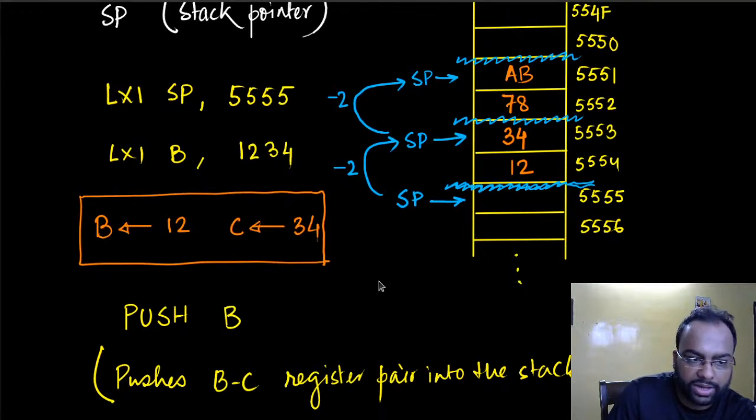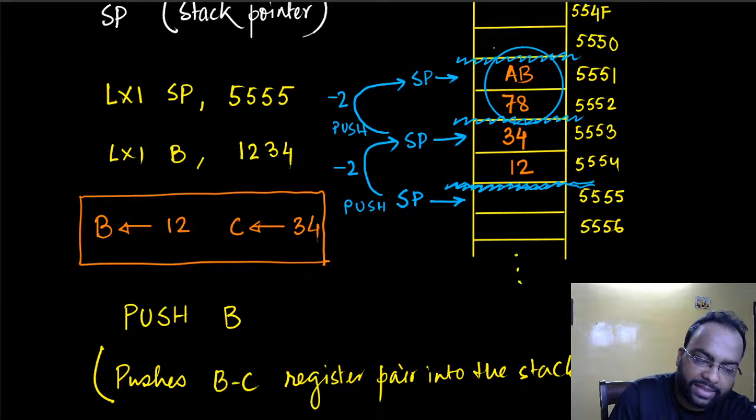Let's look at this very carefully. So on the top of the stack, what do I have? This was a result of a push instruction, and this was also a result of a push instruction. Now on the top of the stack, what do I have? I have AB and 78, rather 78 AB. I have these two values, right?